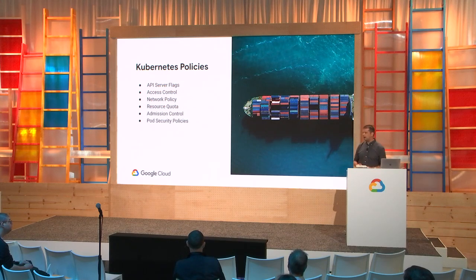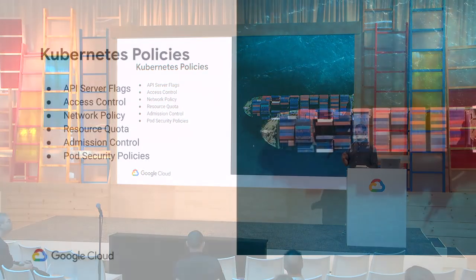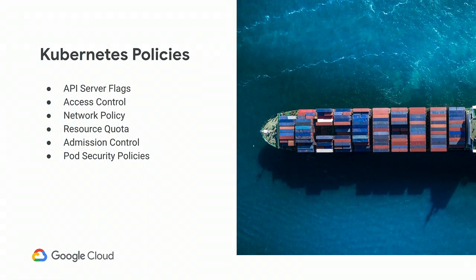So I talked a little bit about API server flags. That's a really important piece of security on Kubernetes. There's a lot of things that you can set up a cluster to do that are relatively insecure. And so it's not sufficient just to come in and change the configuration on top of your cluster. You often have to think about the configuration of the cluster itself.